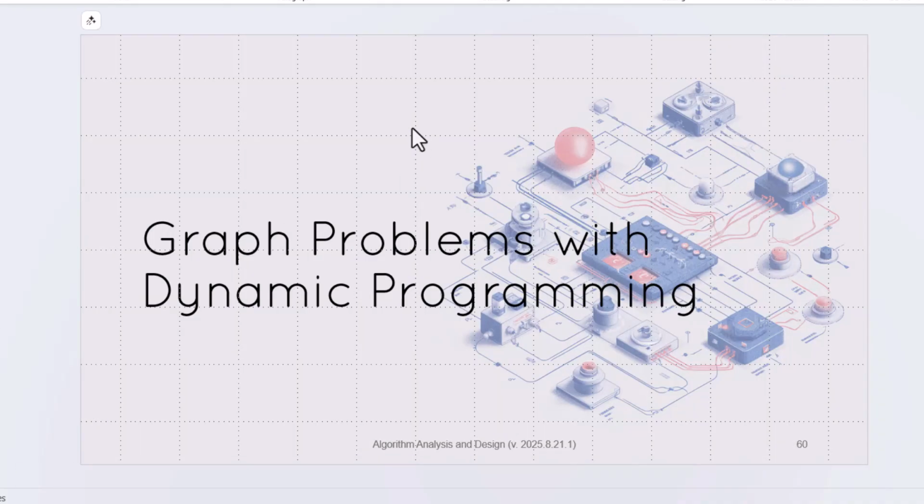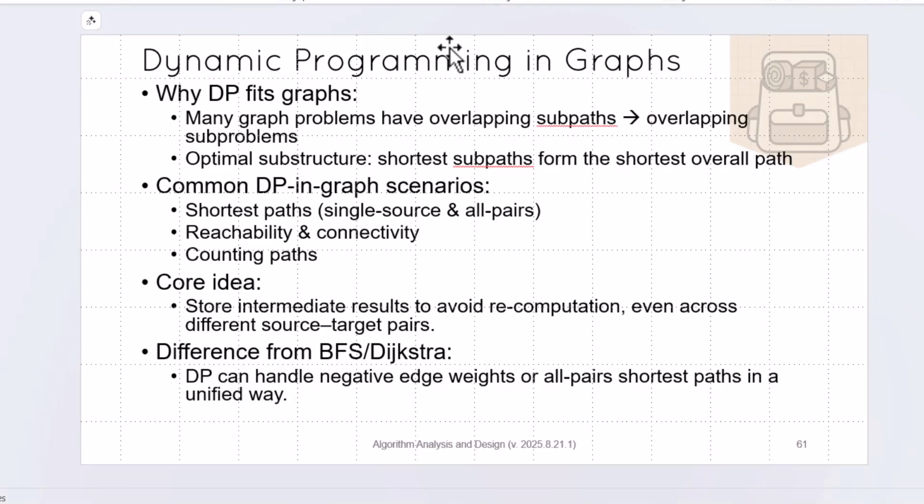All right, now, what are some graph problems that are available with dynamic programming? Okay, so why does dynamic programming fit graphs in a lot of cases? The reason is that many graph problems have overlapping subpaths, which are overlapping subproblems, right?